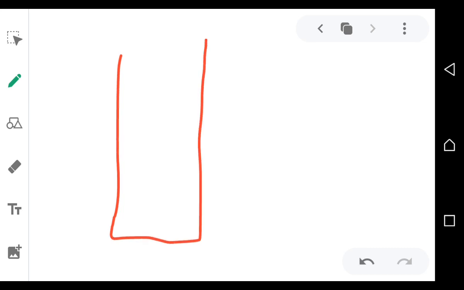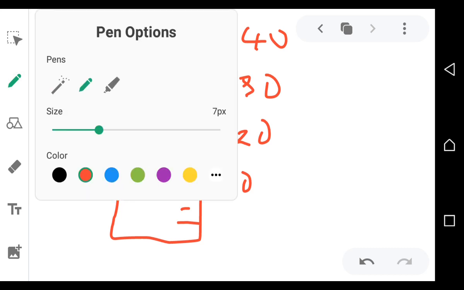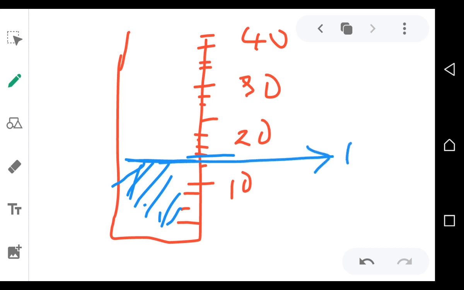You have some water in a measuring cylinder like this. The measuring cylinder is calibrated. This is 10, this is 20, this is 30, and maybe on top here it's 40. Let's say the initial water level is at 15 cubic centimeters. Before you put a stone, the water is at 15. This is the measuring cylinder, and it measures volume.